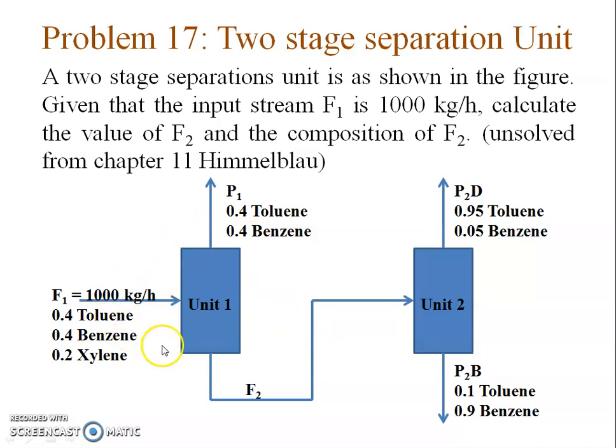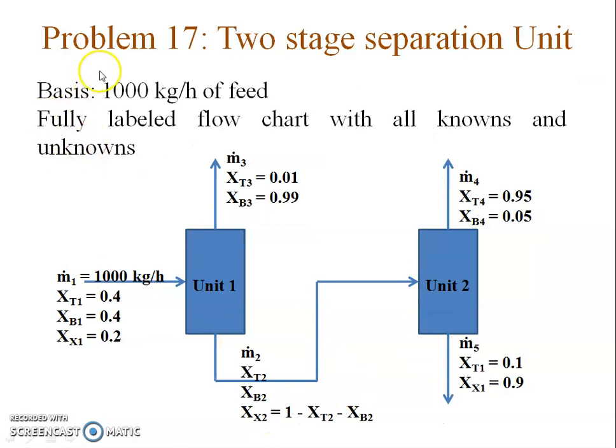So first problem deals with a two-stage separation unit. I have been given the feed flow rate, but all the product stream flow rates are not known. The mass fractions of these are given, and it has been asked to calculate the mass flow rate of this process stream, which is going from unit 1 to unit 2, and its composition. Okay, so we will start step by step.